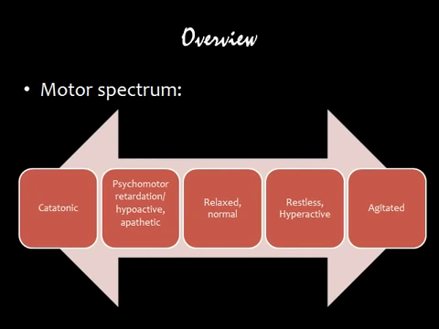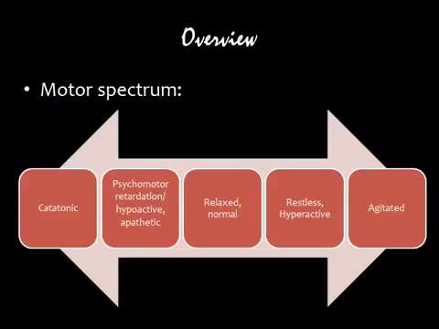Here is the motor spectrum. In the middle is relaxed, normal, typical movement, and at the ends of the spectrum are the more extremes. At one end is the deactivating range, this is on the left side, and on the other end is the activating range on the right side.